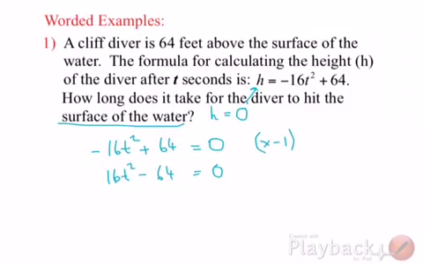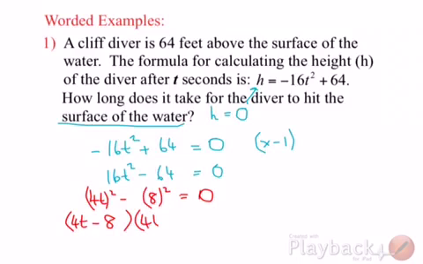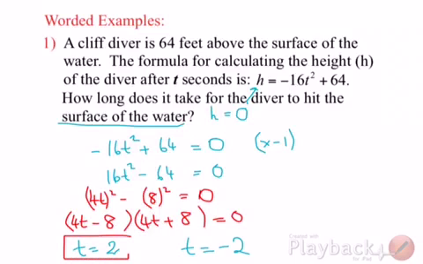So straight away I can see that that's the difference of two squares. So this is going to be 4t all squared minus 8 all squared is equal to 0. So I'm opening up my two brackets, so 4t minus 8 and 4t plus 8 is equal to 0. And when I work that out, I'm going to get t is equal to positive 8 over 4, which is equal to 2, and this one will be negative 2. So again, I've got two different solutions for t in seconds, but related back to the context, you can't have t equal to negative seconds, so you would say after 2 seconds, the diver will be at the surface of the water.